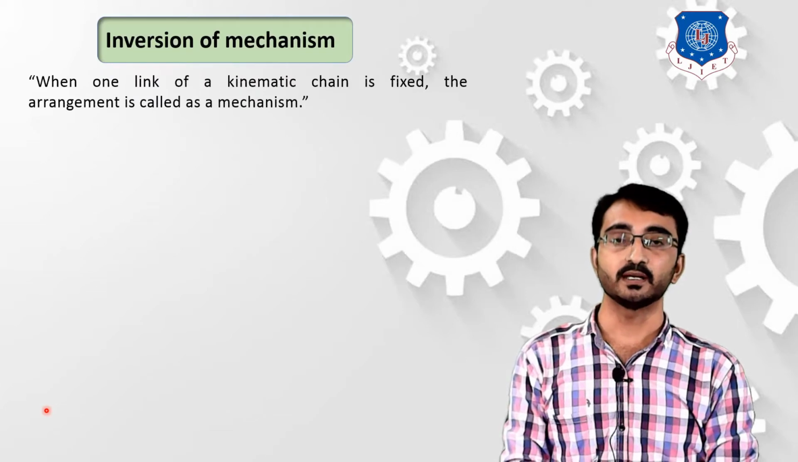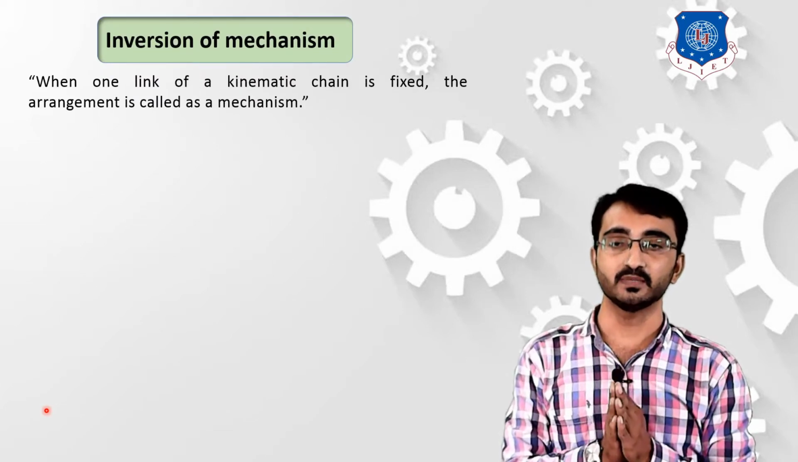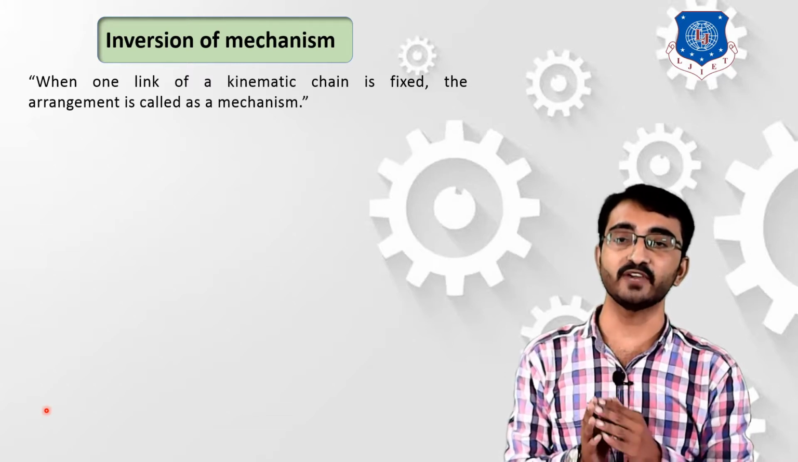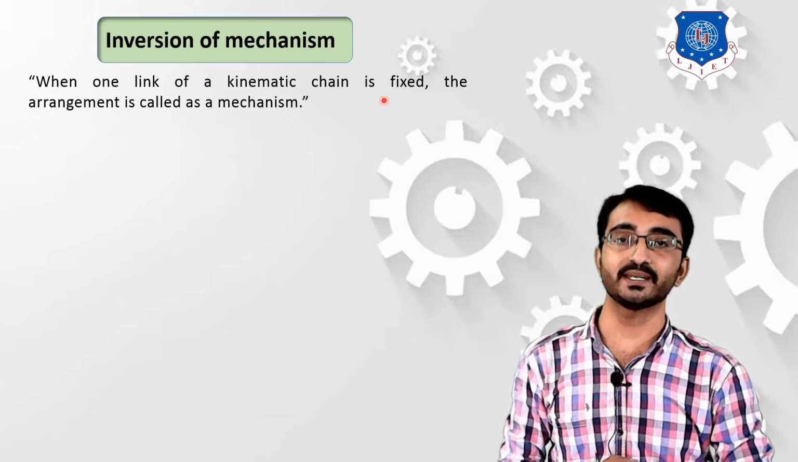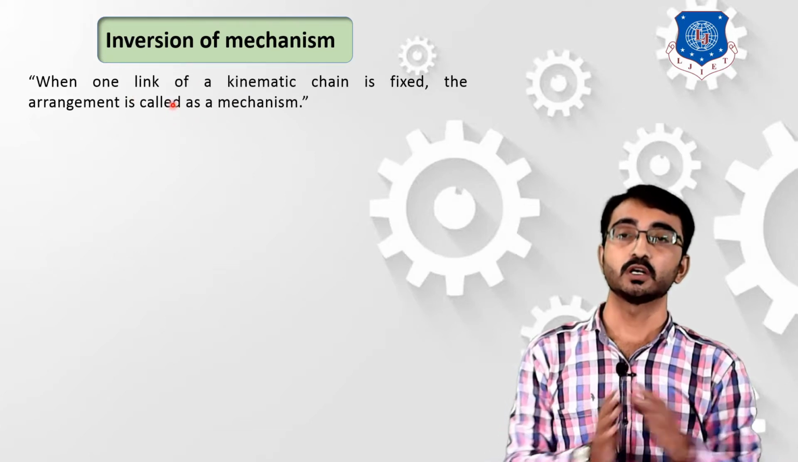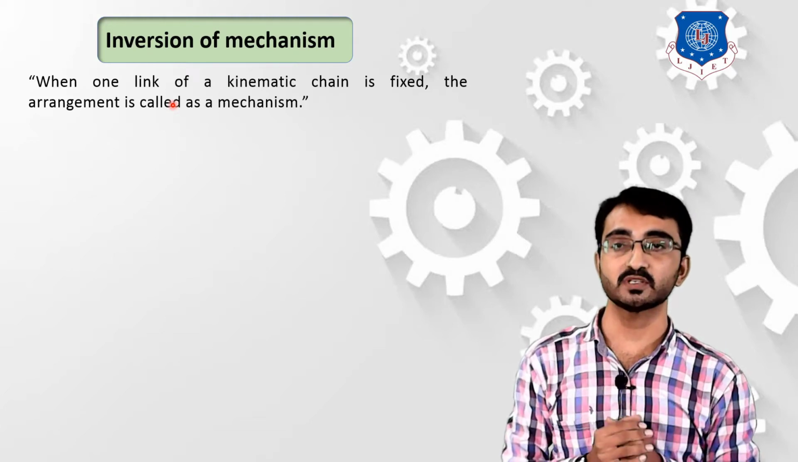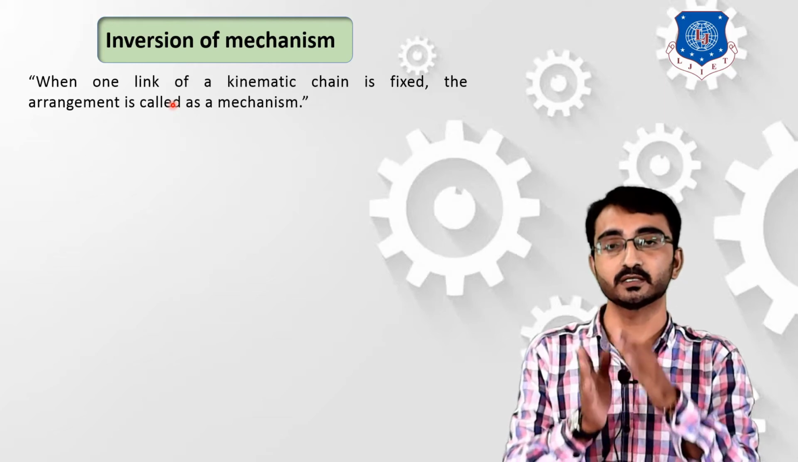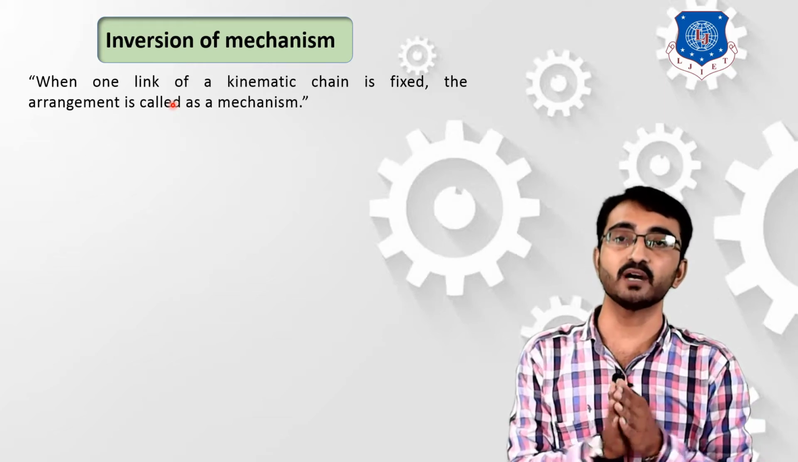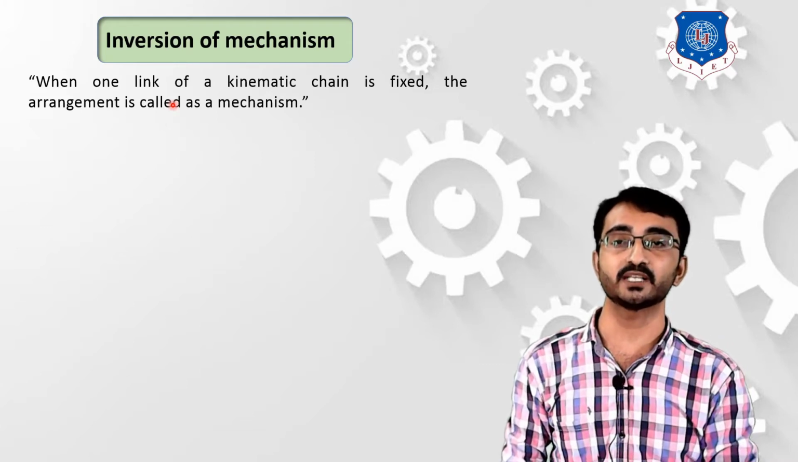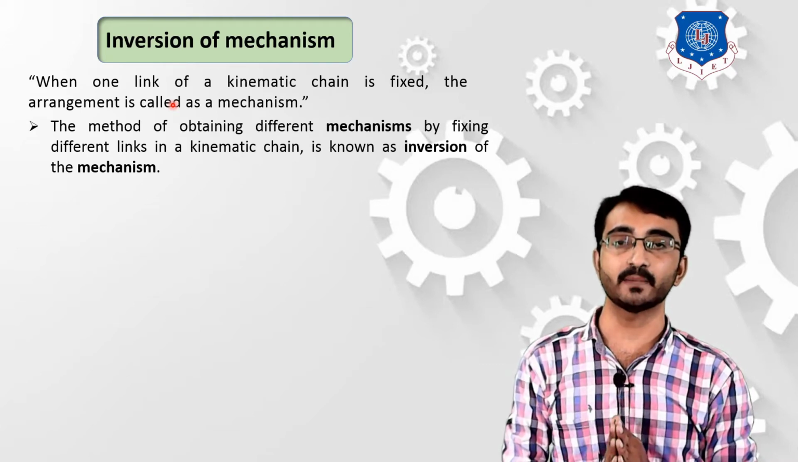Now, as we are aware, to obtain a different mechanism, we have to fix any one link of a kinematic chain. If we fix any one link of a kinematic chain, then this kinematic chain is termed a mechanism. Then how can we obtain different mechanisms? If we fix different links of a kinematic chain, then this fixation of different links will give us different mechanisms.